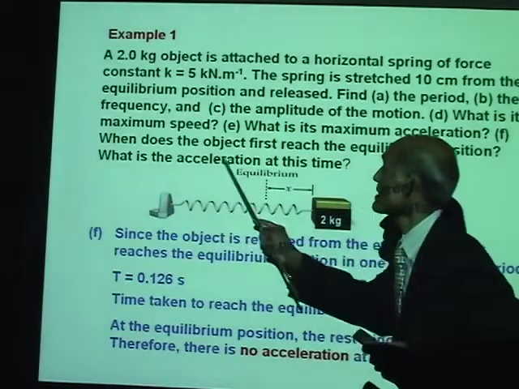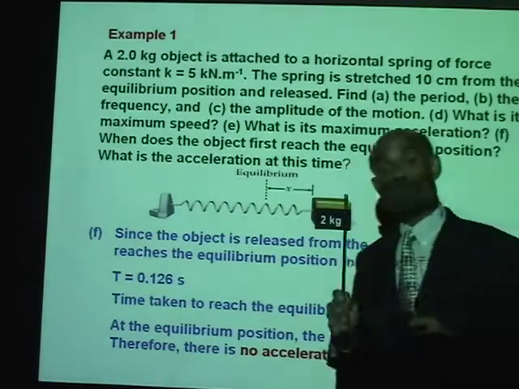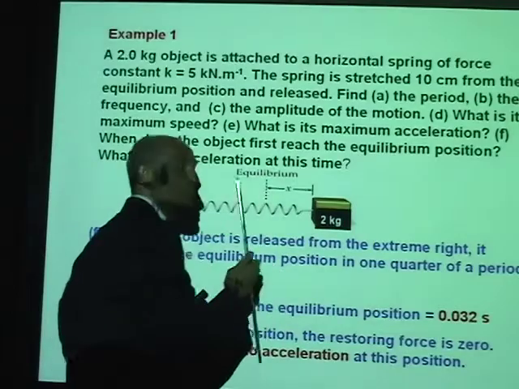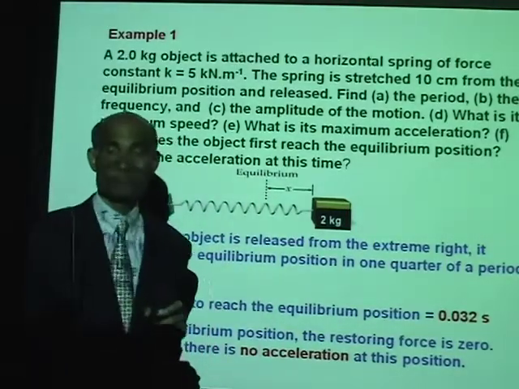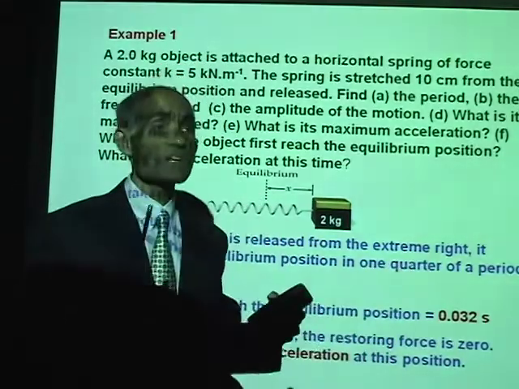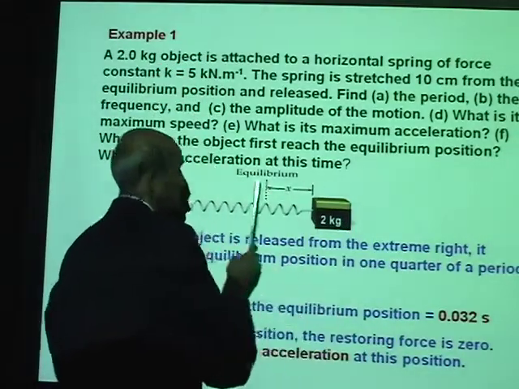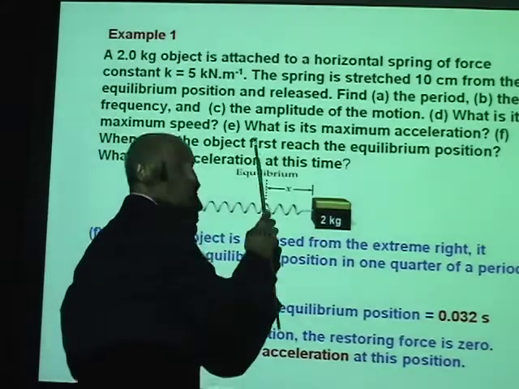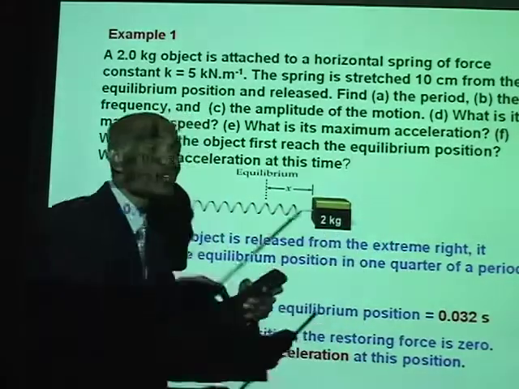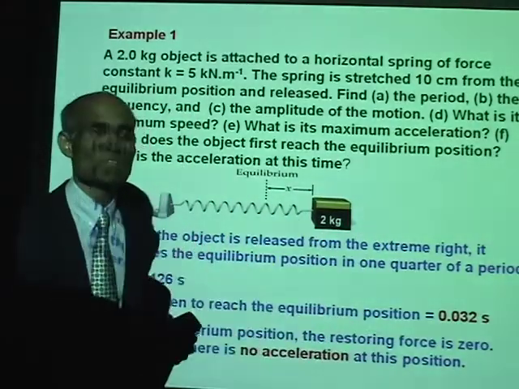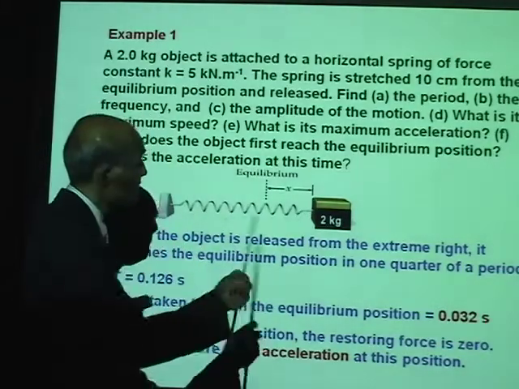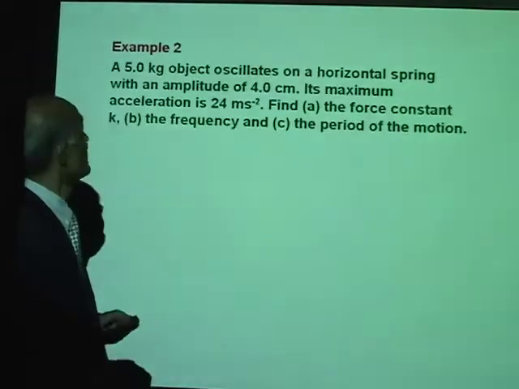And what is the acceleration at this time? What is the acceleration when the object comes to the equilibrium position? Anybody? At the equilibrium position, there is no acceleration. Acceleration is maximum at the two extreme positions. Acceleration is 0 at the equilibrium position. Well, in fact, in this problem, we touched on every concept we discussed in the lesson on oscillations. So I would like you to go back and do this one more time, okay? Let's do another problem.